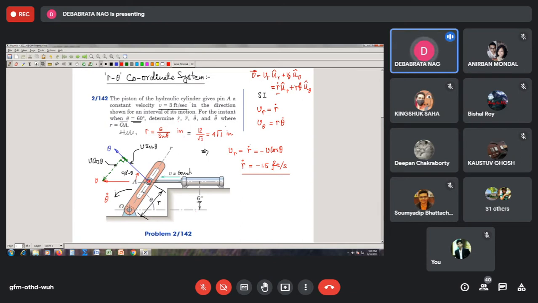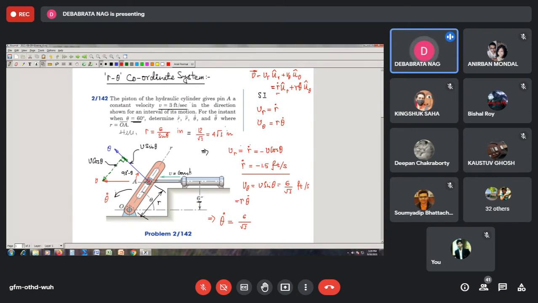Now, since my question is to find out theta dot, it is simple. We see from here that v theta is calculated as v sine theta, which in this case will be of course 6 by root 3 feet per second. And since v theta can also be written as r theta dot, you can see from here that theta dot, that means the angular velocity, will be 6 by root 3 divided by, this is 12 by root 3 inch.